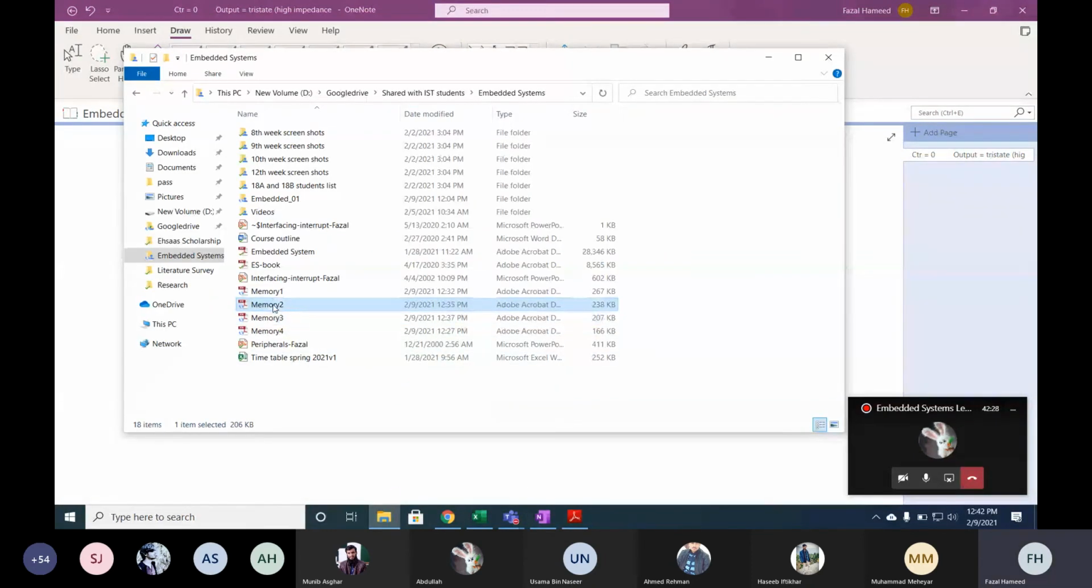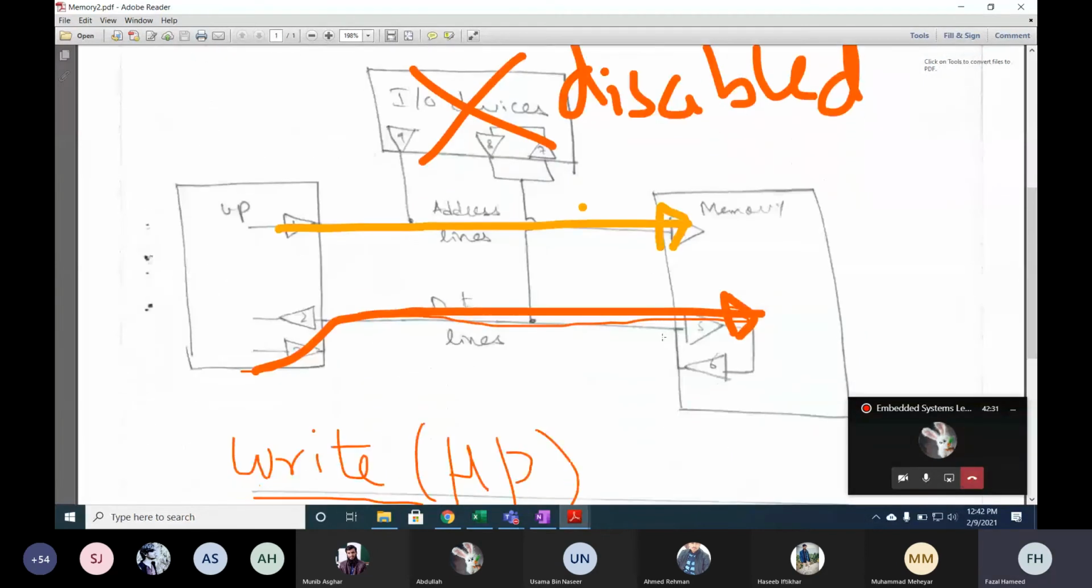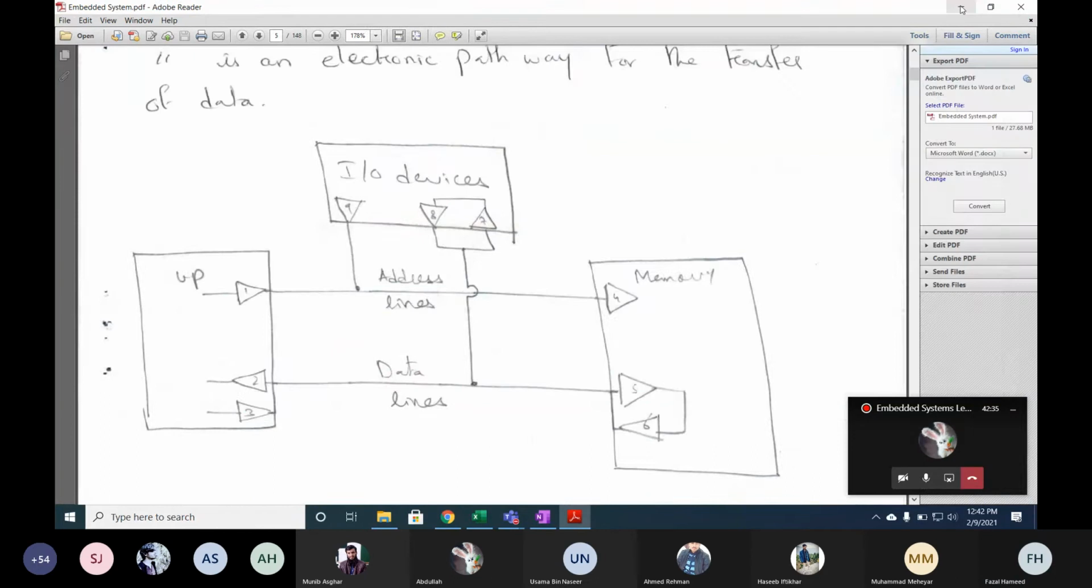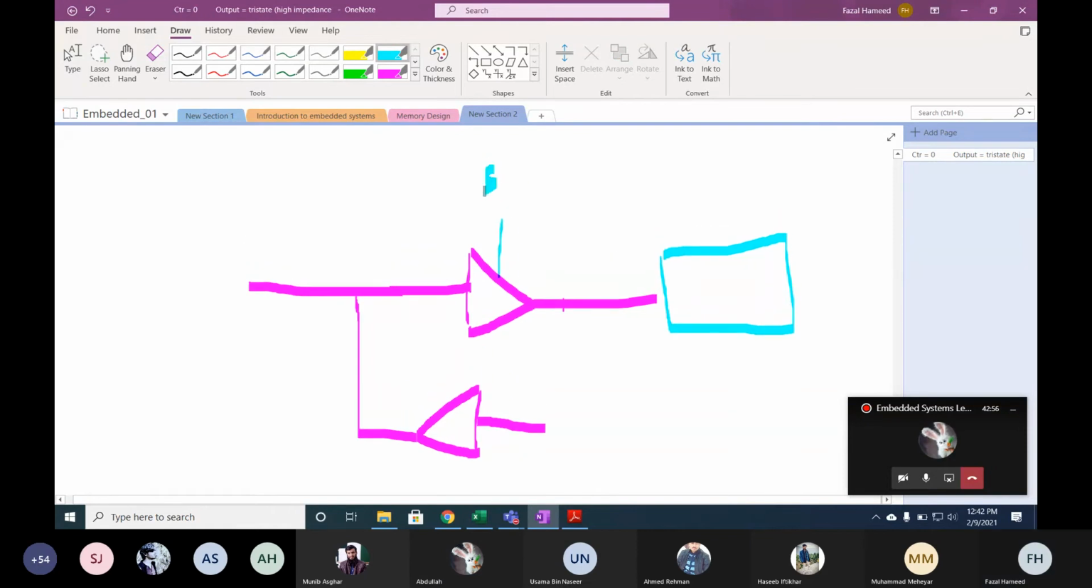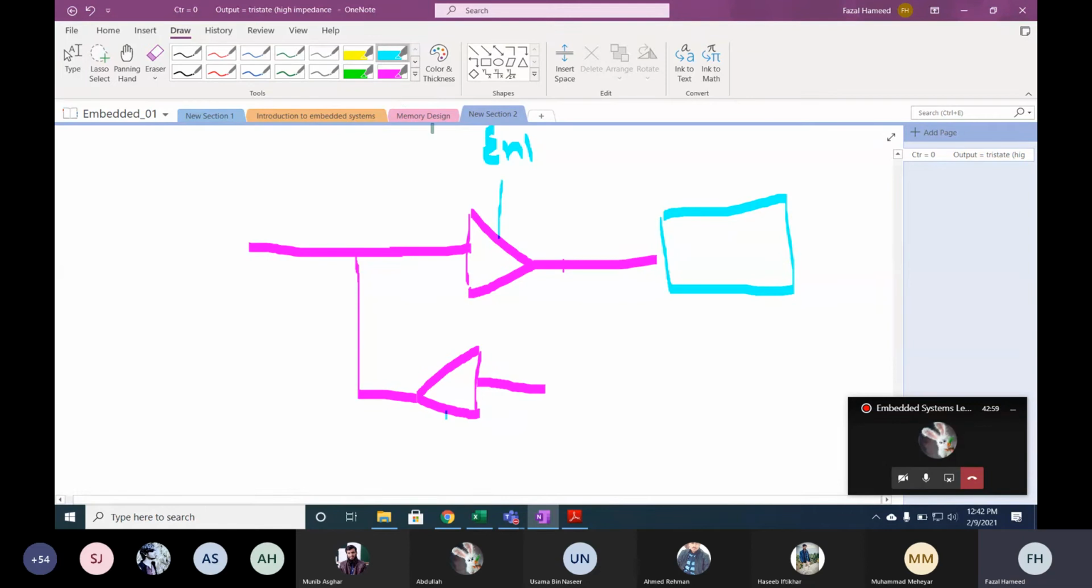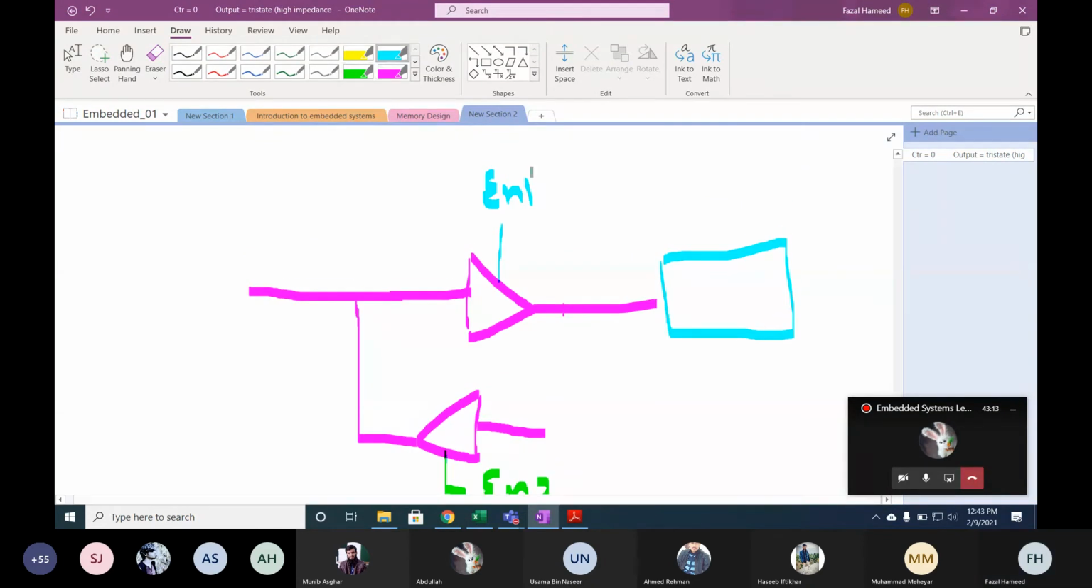In the example we did, if you see the example, these two devices are on the bus, and let's assume this is enable 1 and this is enable 2. When enable 1 is high, is it a read operation or write operation? It's a write operation.